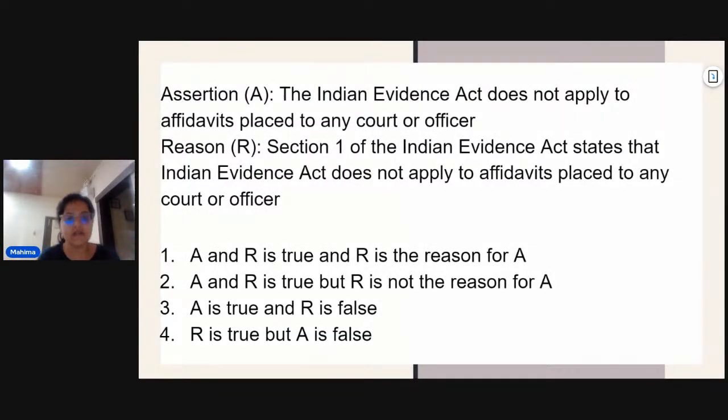Assertion and reason. Assertion: The Evidence Act does not apply to affidavits placed to any court or officer. Reason: Section 1 of the Evidence Act states that Indian Evidence Act does not apply to affidavits placed to any court or officer. A and R are true and R is the reason for A. A and R are true and R is not the reason for A. A is true and R is false. R is true but A is false.